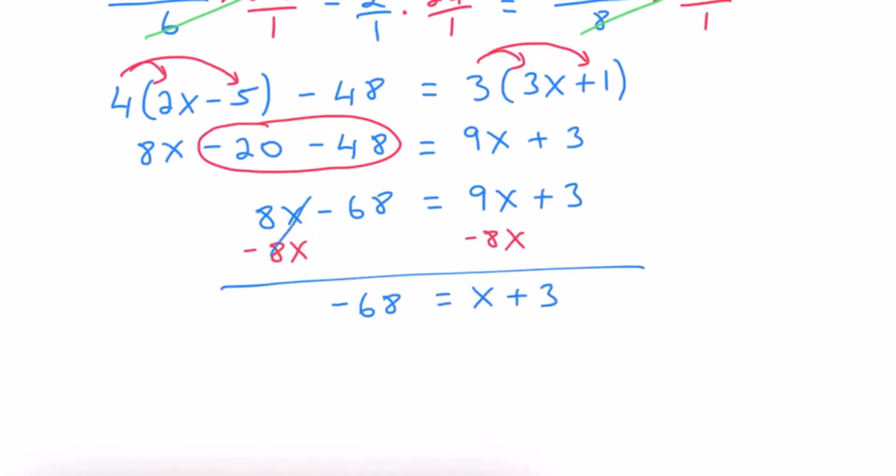To get x by itself, so minus out the 3. And we have x is negative 68 minus 3, which is negative 71.